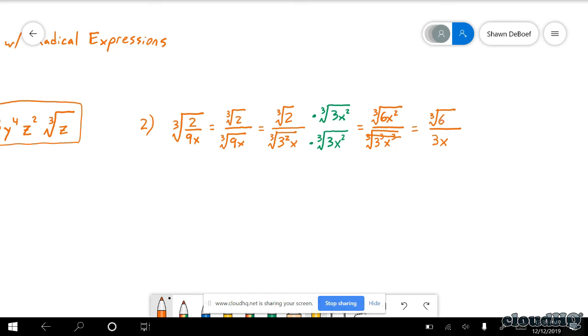You're trying to get rid of the root. Yep, I'm trying to make it not an irrational number. Trying to make it rational.